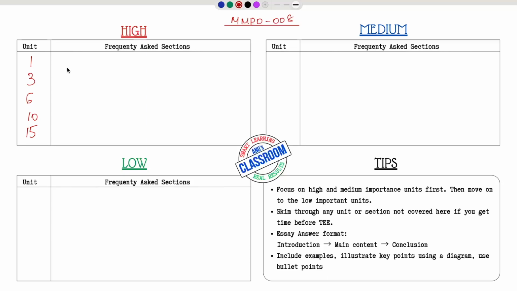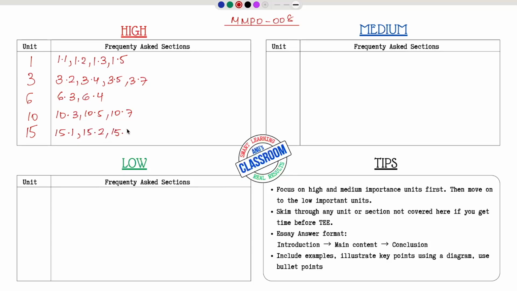In this, from Unit 1, questions were mostly asked from sections 1.1, 1.2, 1.3, and 1.5. From Unit 3, questions were mostly asked from 3.2, 3.4, 3.5, and 3.7. From Unit 6, questions were mostly asked from 6.3 and 6.4. From Unit 10, questions were mostly asked from 10.3, 10.5, and 10.7. From Unit 15, questions were mostly asked from 15.1, 15.2, and 15.4.